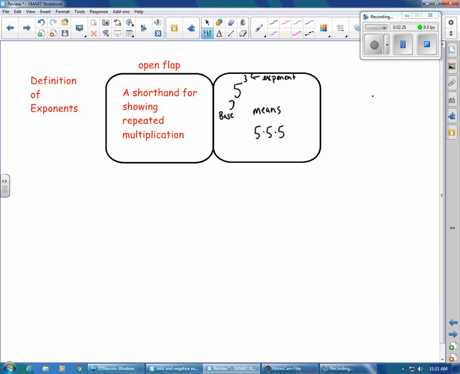We need to know what a base is. We need to know what an exponent is. No, there's not going to be actual vocabulary on the test, but you need to know those mathematical terms so that you can follow the directions that they might be asking you to do.